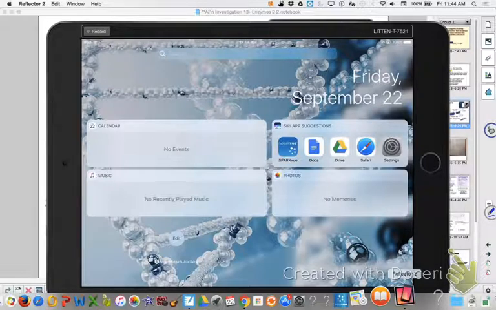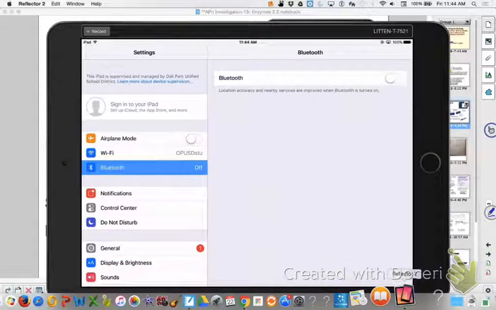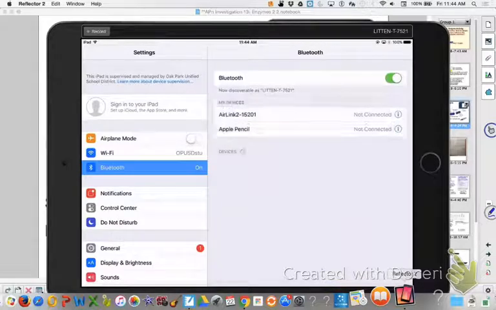Now on the back, there's a number. What number is on that Bluetooth? 15201. So I'm going into settings right now. Can you see it on the board? Where do you think I need to go next? So I'm going on to Bluetooth. What do you think I need to do? Turn it on. Do you see it? 15201, so I'm selecting it. I'm now connected to this oxygen sensor.